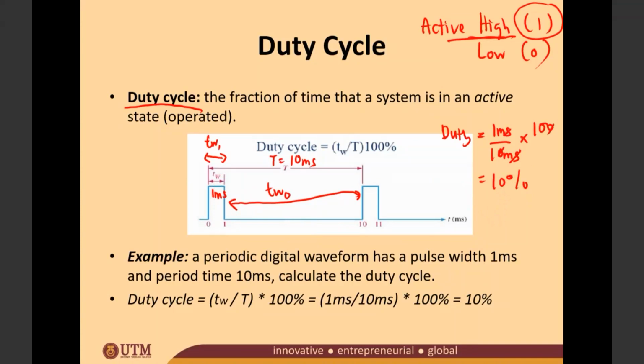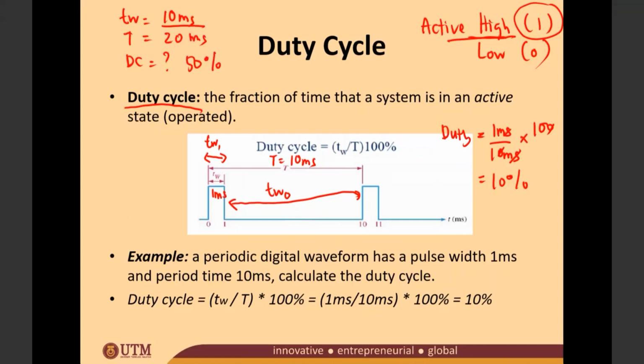Okay, so you have a periodic digital waveform. Its TW equals 10 milliseconds. T equals 20 milliseconds. What is the duty cycle? Can you find it? What is the duty cycle? You can try, so that you know. The pulse width 10 divided by T 20 milliseconds, multiplied by 100, you will get 50%.